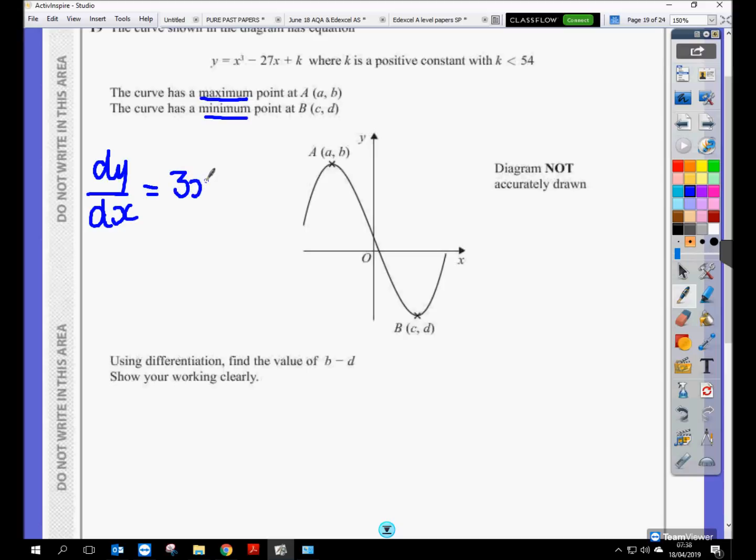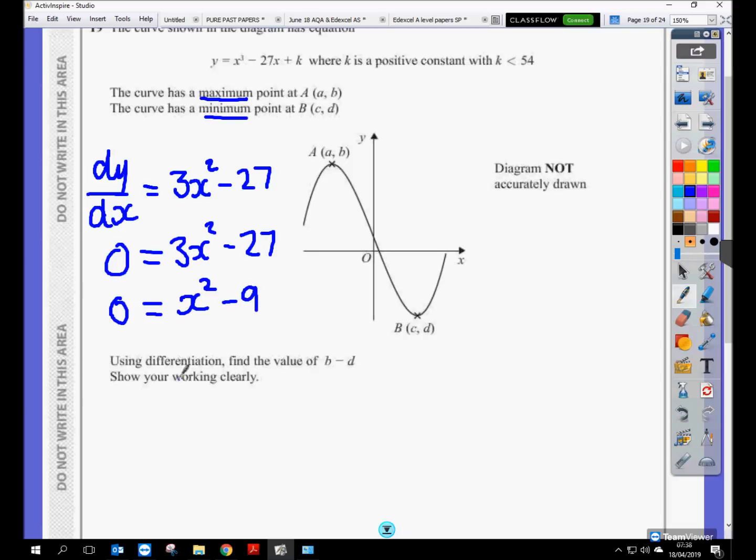So first thing we do is figure out dy by dx, and then we'll set it equal to 0. So to differentiate, we end up with 3x squared minus 27. k is a number, so when you differentiate a number, it goes to 0. There's no gradient of just a number. It's flat. So set dy by dx equal to 0, as stationary points occur there, and then you need to solve this equation. Either you can divide it all by 3 to begin with, or rearrange it and then divide by 3 later on. I'll divide by 3 to begin with. 0 equals x squared minus 9.